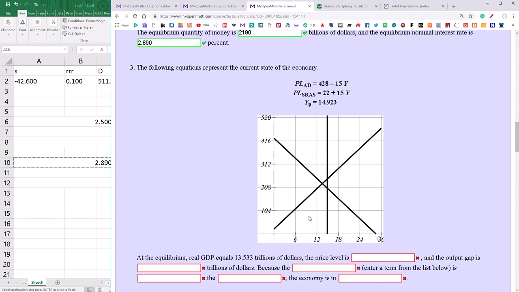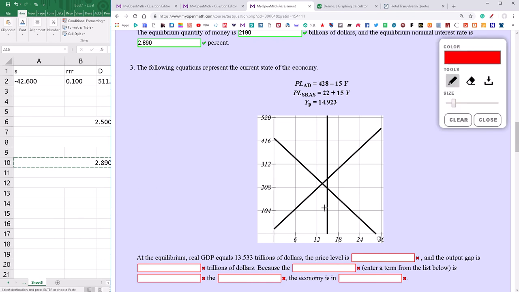Okay, now suppose this is the state of the economy. GDP is less than potential. So we're in a recessionary gap, where unemployment's high and GDP is low. To find real GDP down here, we set these two equations equal to each other and solve for Y. That's what we did, and I give it to you: 13.533. So once we have the GDP level, I can plug this GDP level into either one of these equations to get the price level.